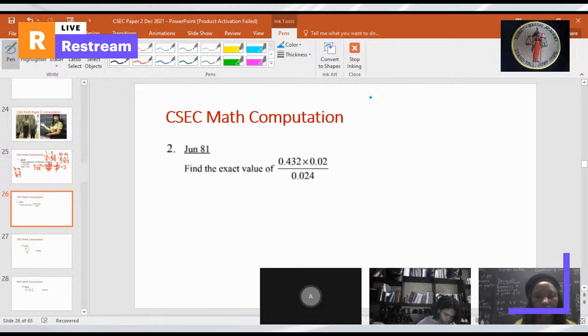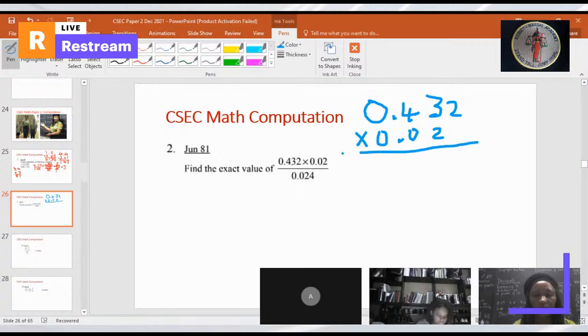Okay. Let's do the top first. 0.432 times 0.02. 2 times 2 is 4. 2 times 3 is 6. 2 times 4 is 8. 2 times 0 is 0. Then you put a 0. No, you don't have to multiply by 0. You don't have to go through that.